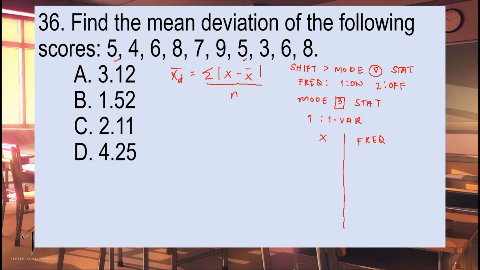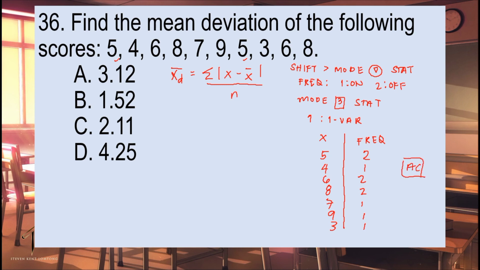Okay? So, input natin. So, for example, yung 5. So, ilan ba yung 5 dyan? Merong dalawa. Yung 4, isa lang. Yung 6 natin, dalawa. Yung 8, dalawa. 7, isa. 9, isa. 3. Ayan. Kumpleto na. And then, after that, just click AC.